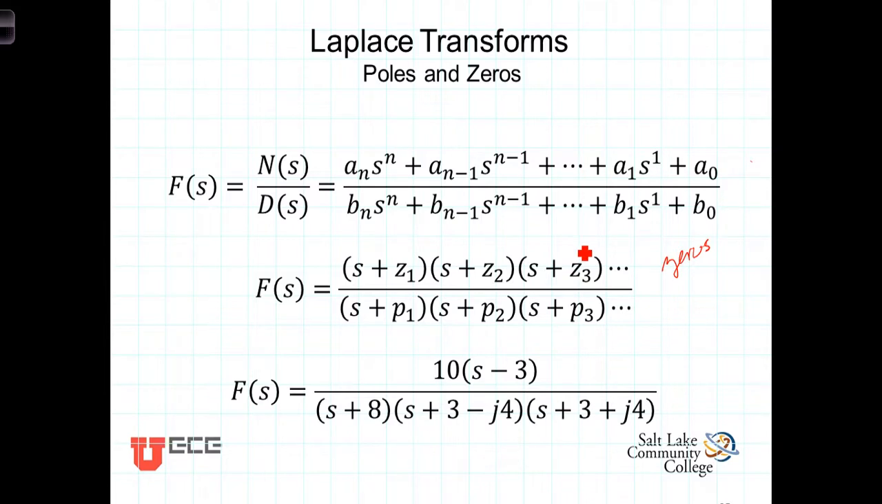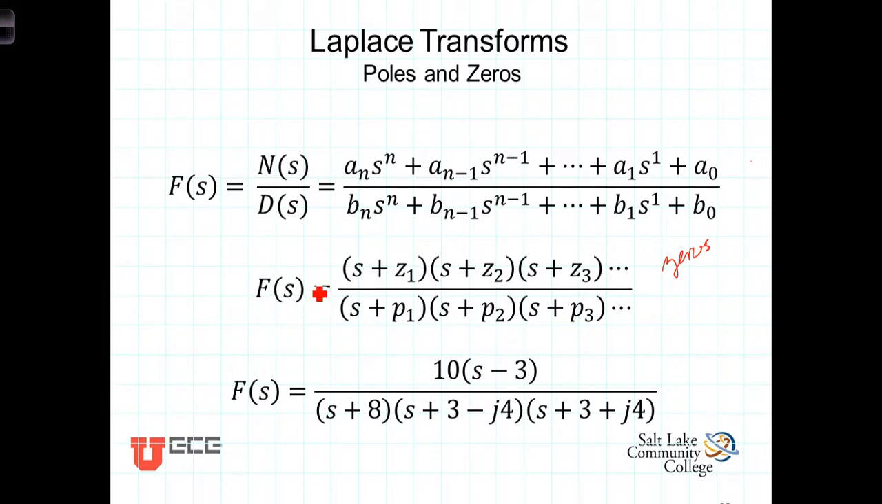Similarly, in the denominator, negative p1, negative p2, and negative p3 are referred to as poles, because they are the values of s that make the denominator go to 0. And of course, when the denominator goes to 0, the function itself is undefined. The asymptotes of the function are known as poles.